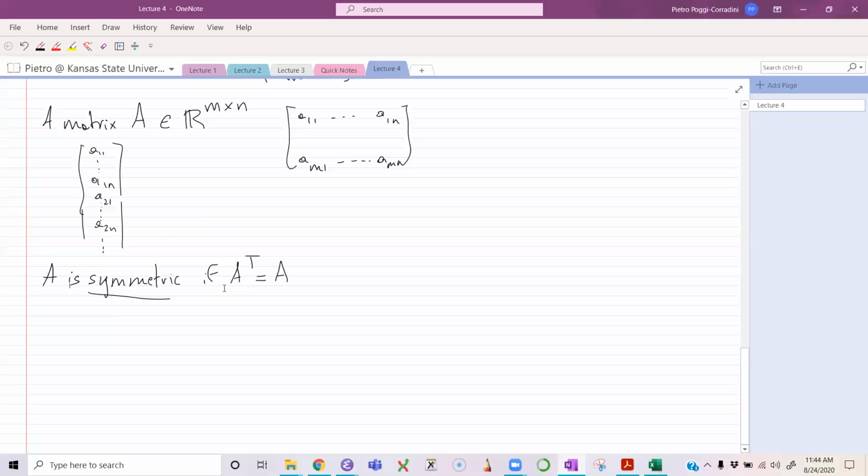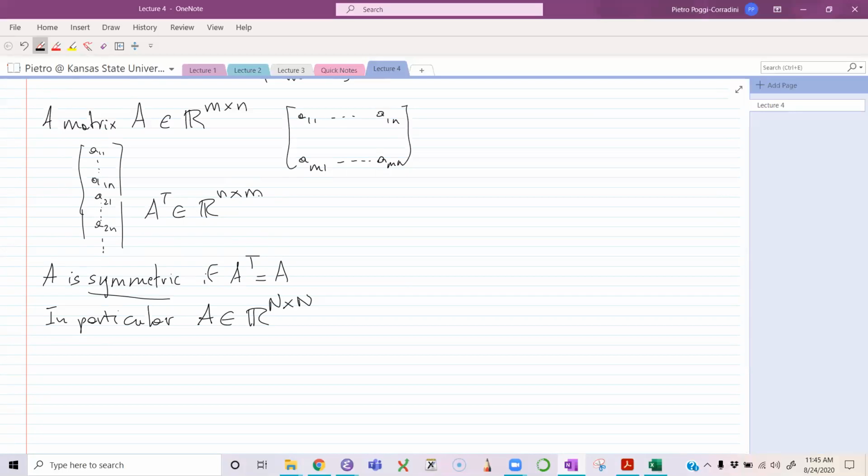So what does this imply for the dimensions of the matrix? Not square? It should be a square, right? So in particular, A needs to be n by n. Because of course, when you transpose, you're going to switch the m and the n. All right.